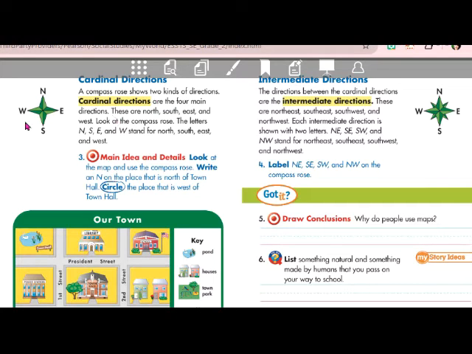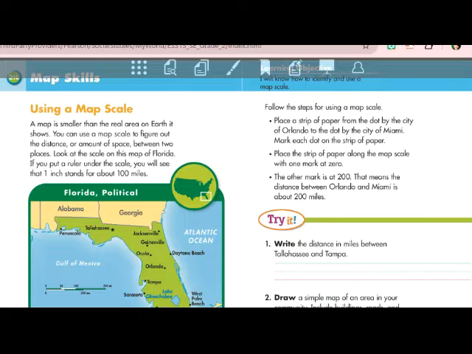Cardinal directions. This is a compass rose. It shows 2 kinds of directions. Cardinal directions are the 4 main directions. These are north, south, east, and west. Look at the compass rose. The letters N, S, E, and W stand for north, south, east, and west. You're going to need a compass rose on your map. So if you're not sure what it looks like, you can come back and look at this page again. All right, there are also intermediate directions, but you're not going to need to add those to your map. So you can read that with your learning coach, but you don't have to worry about including those.